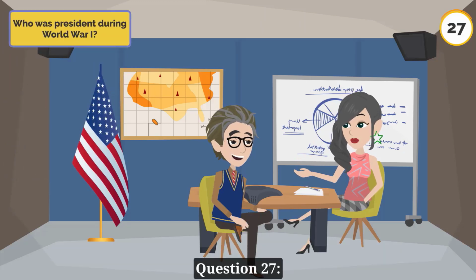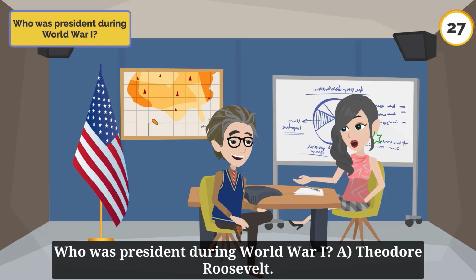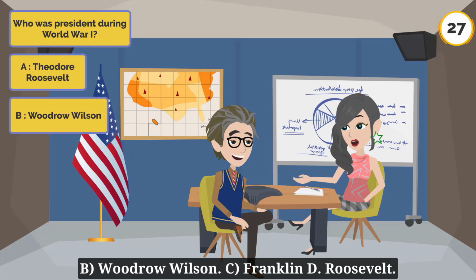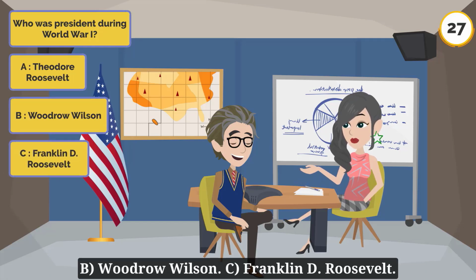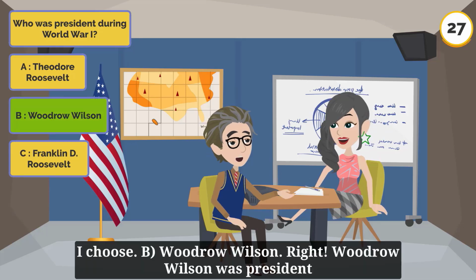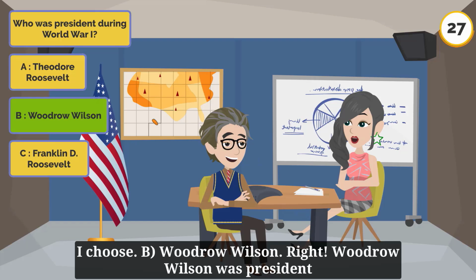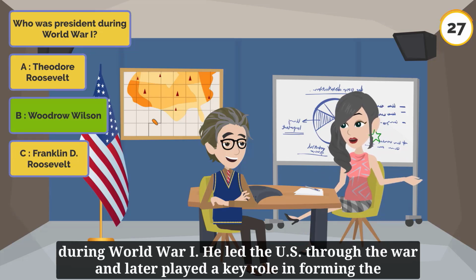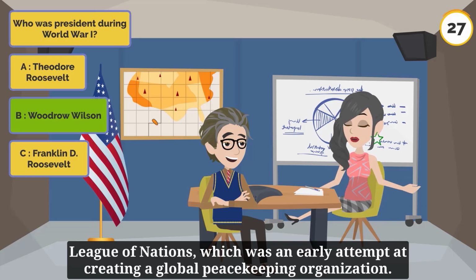Question 27. Who was president during World War I? A. Theodore Roosevelt. B. Woodrow Wilson. C. Franklin D. Roosevelt. I choose B. Woodrow Wilson. Right. Woodrow Wilson was president during World War I. He led the U.S. through the war and later played a key role in forming the League of Nations, which was an early attempt at creating a global peacekeeping organization.